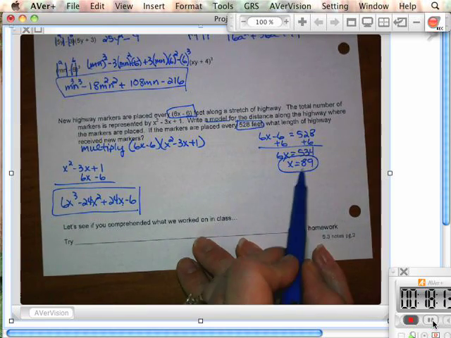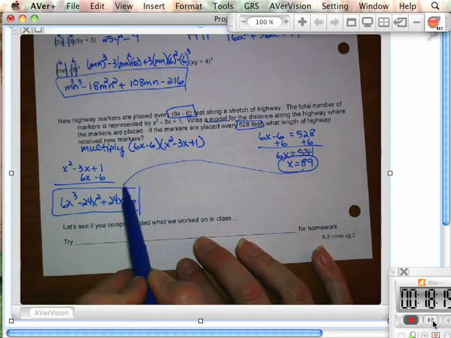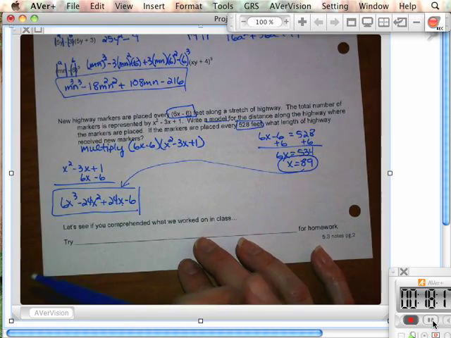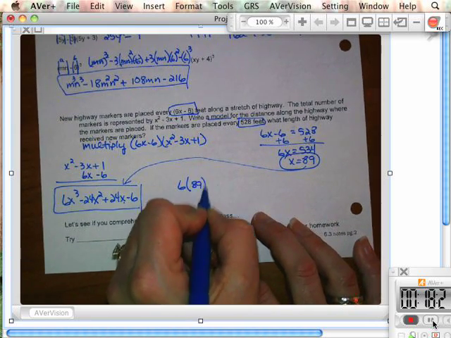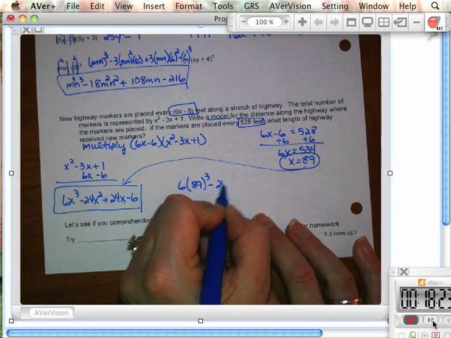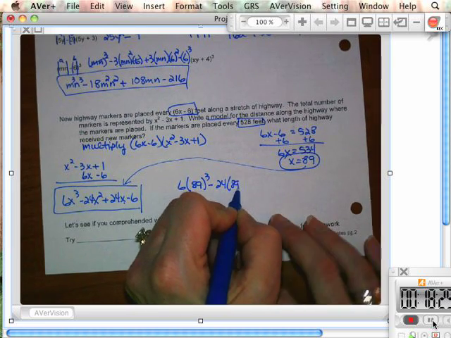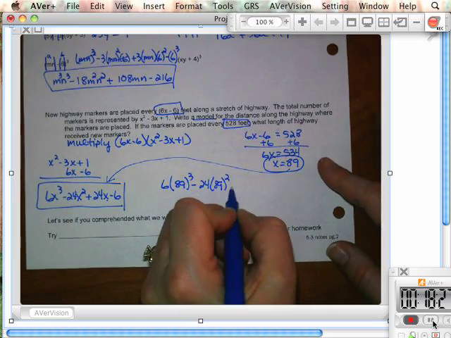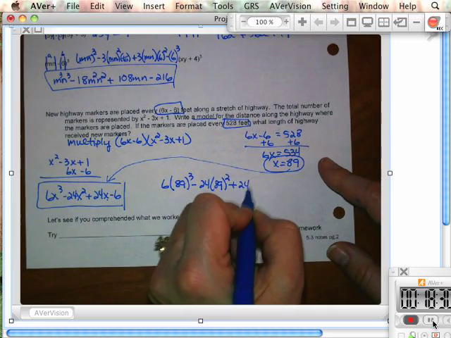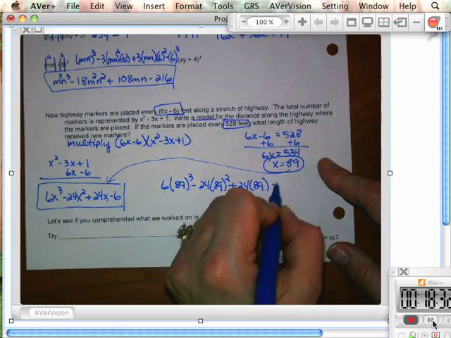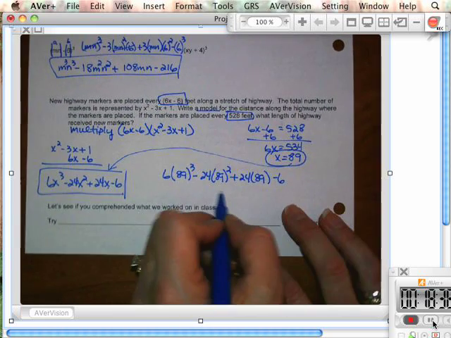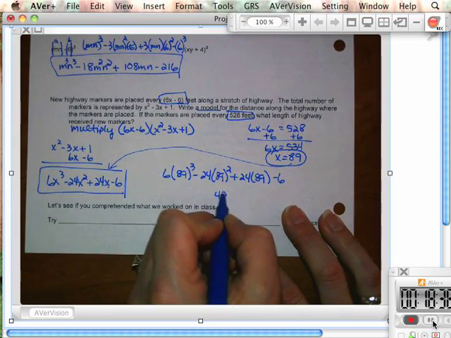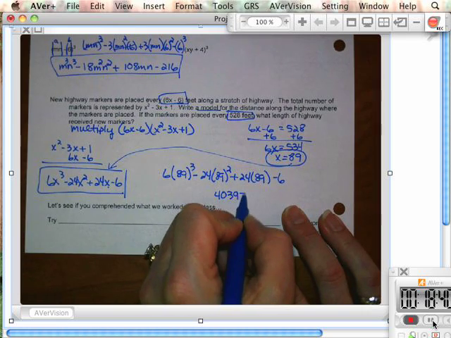So to find out how long of a piece of highway new markers were placed, I would take x equals 89 and plug it into here. 6 times 89 cubed minus 24 times 89 squared plus 24 times 89 minus 6. When I do that math, I get this. Very big number.